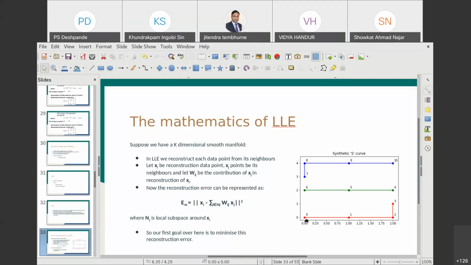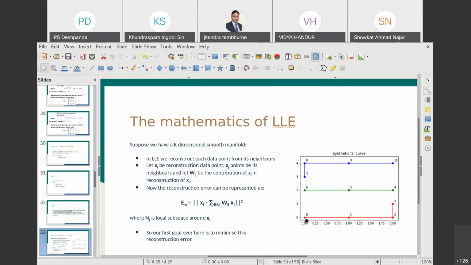So in LLE, we try to preserve the distance that is calculated on the manifold. We are not going to preserve Euclidean distance; we are going to preserve the distance on the manifold. So how does LLE operate? In PCA, you take the distances or the covariances, and you try to model the distances between all the data points. But in LLE, we just try to preserve the neighborhood distances.